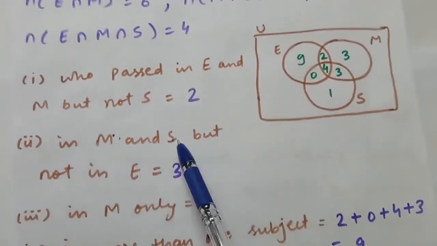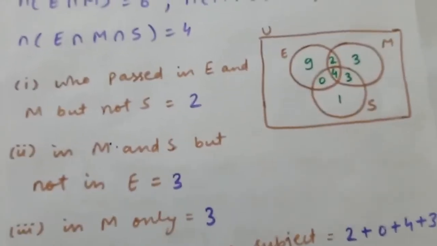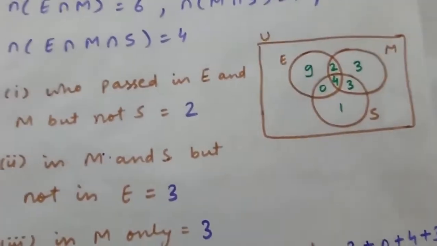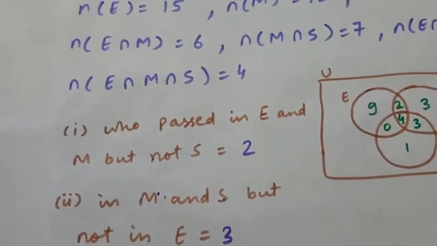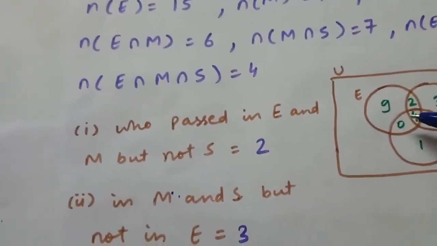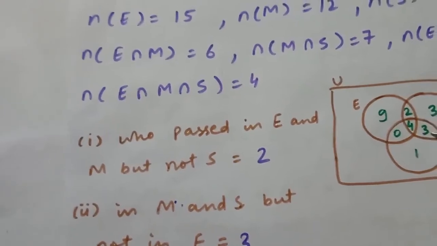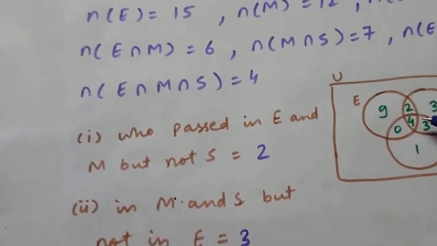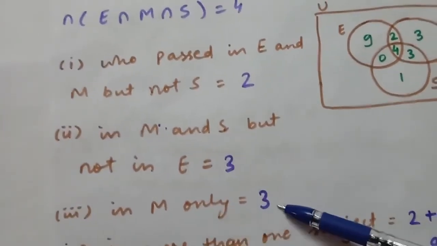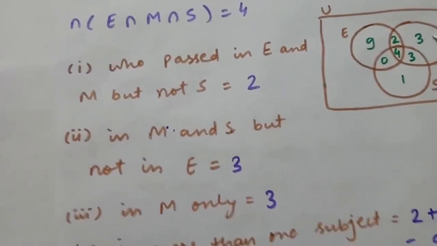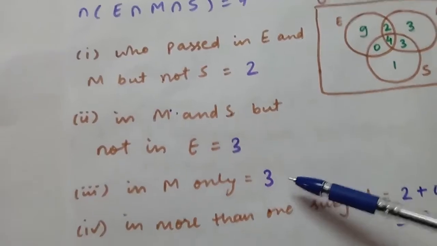In Maths and Science but not in English. So the same as above. In Maths and Science, that is this portion. But not in English. So we will not take this 4. The answer will be 3. Now in Maths only, that is this portion. So 3.